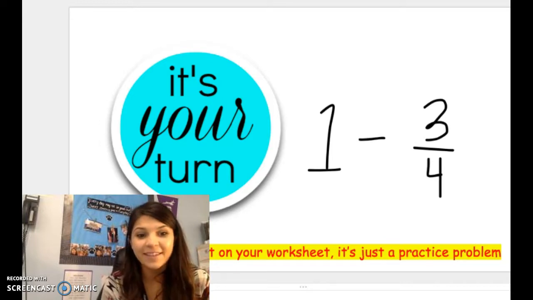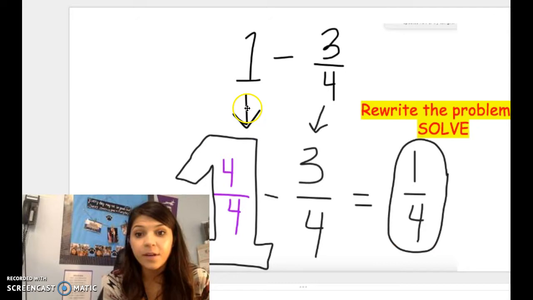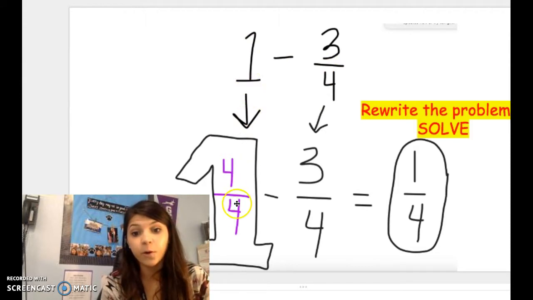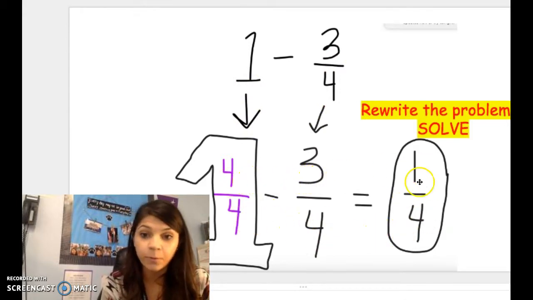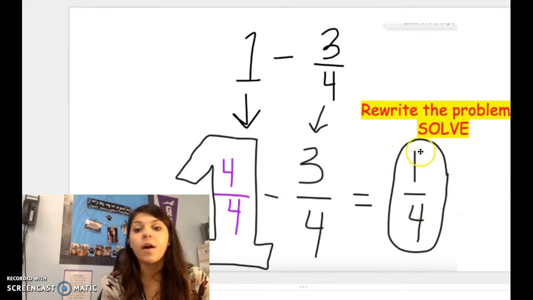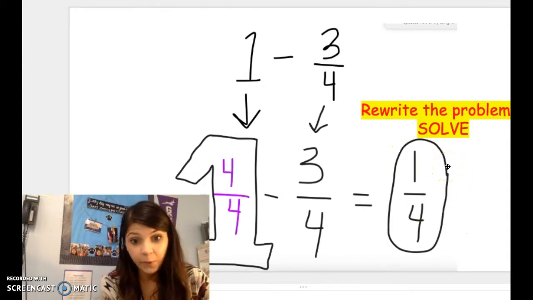Okay, let's go over that answer. So when we look at 1 minus 3/4, we know that we have to get 1 into a denominator that's 4. So I converted 1 into 4 over 4, and then I subtracted 3/4 from it. So 4 minus 3 is 1. The denominator 4 will stay 4. So our answer will be 1/4.